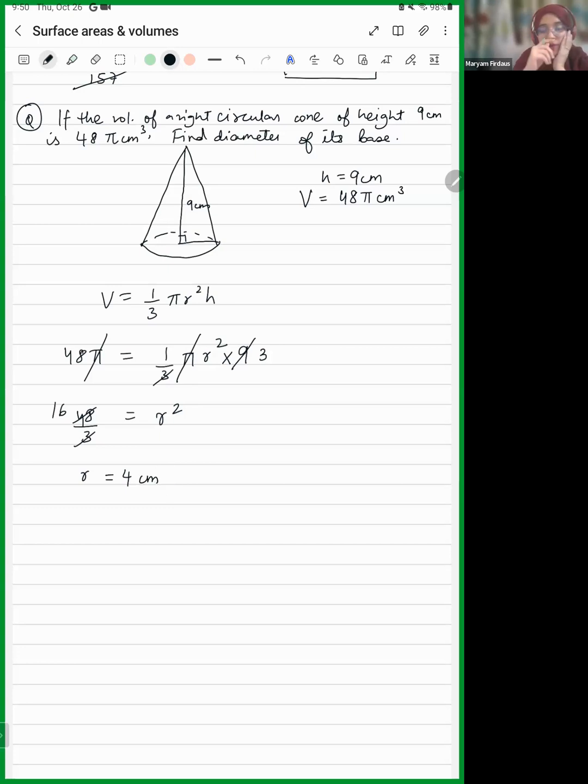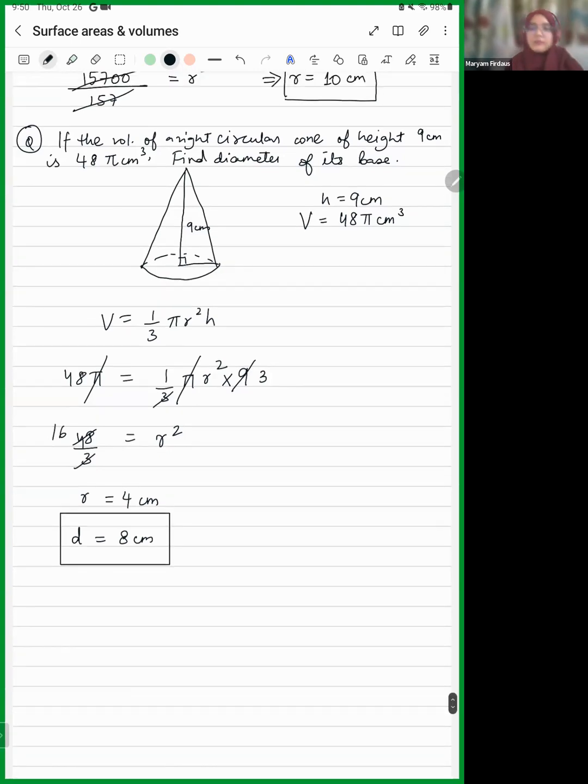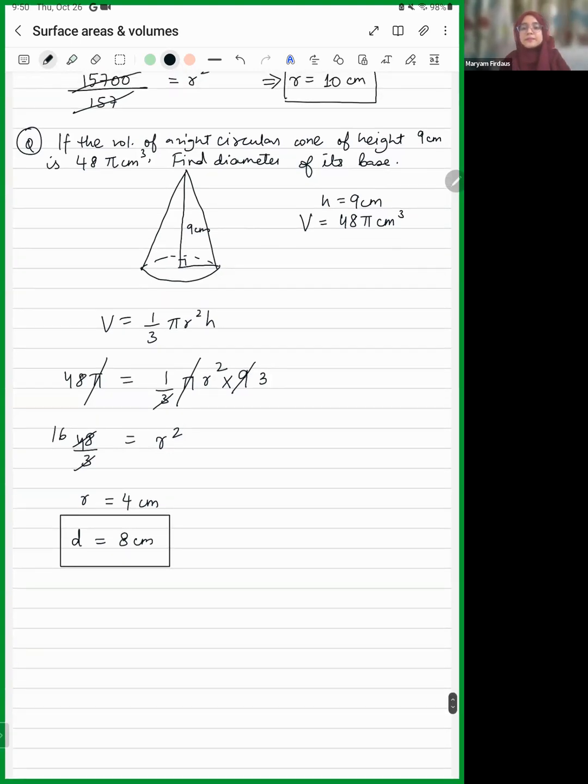But are we supposed to find r or are we supposed to find something else? We're supposed to find the diameter, 4 into 2. So r is equal to 4, so d is equal to 8 centimeters. This is our answer, so we will put the answer inside a box. Is this clear for everyone? Yes, ma'am. Abdul Rahman, is it clear? Yes, ma'am. Riaz, clear? Yes, ma'am. Okay.